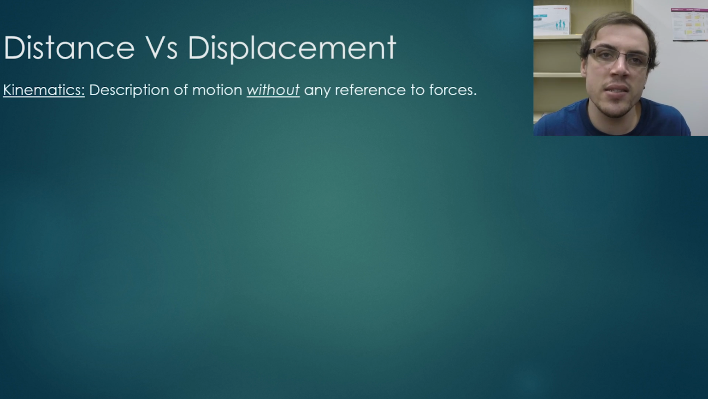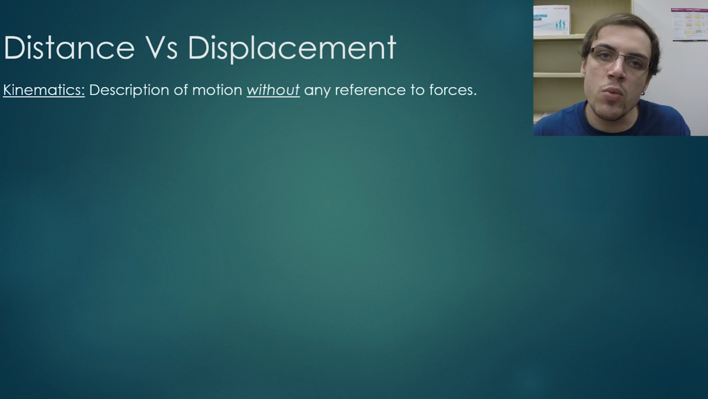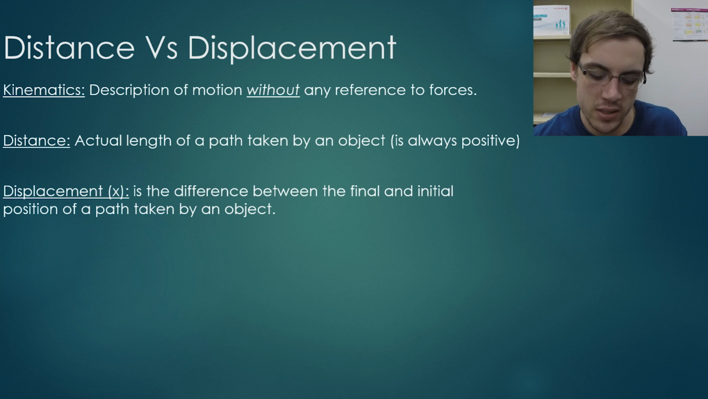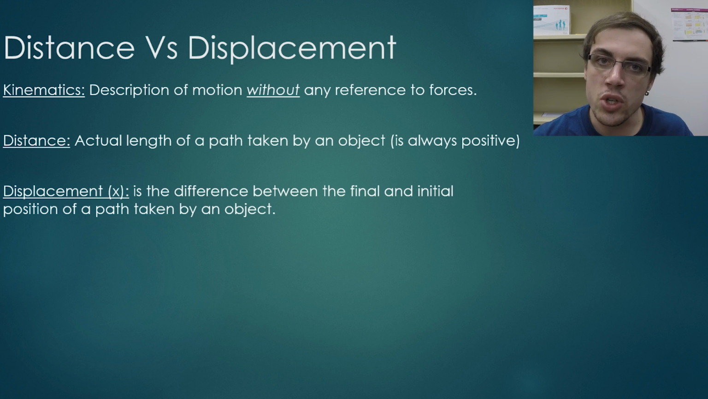So let's look now at distance versus displacement. The whole thing of kinematics, this entire module, is essentially describing motion without reference to any forces. That may sound a bit strange, but don't worry, it'll become apparent in a moment. Essentially, we're looking at distance and displacement. These are different things, and you need to be very careful on which one you use. Distance is the length of a path that is taken by an object, whereas displacement is the difference between the final and the initial position of a certain object or person that is being traveled.